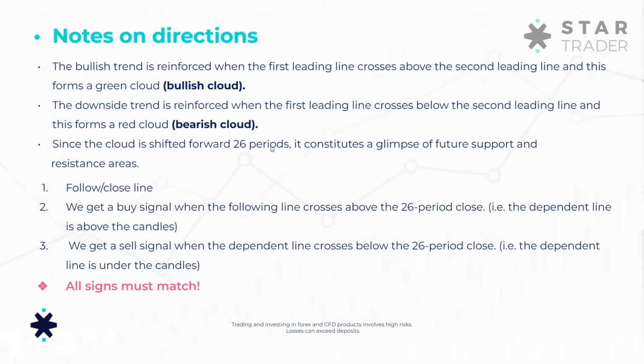Okay, so now the following line, the lagging line. We get a buy signal when the lagging line crosses above the 26 period, meaning the lagging line is above the candles. We get a sell signal when the lagging line, your Chikou span, crosses below the 26 period, meaning the lagging line is under the candles. So these are the signs to predict the direction.